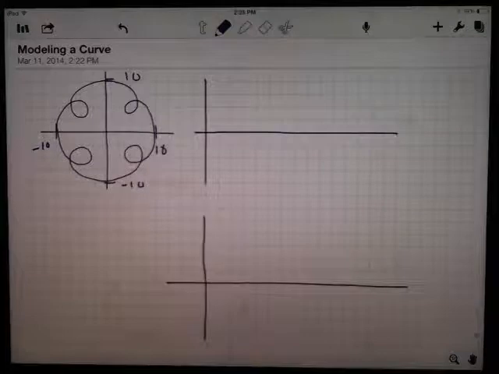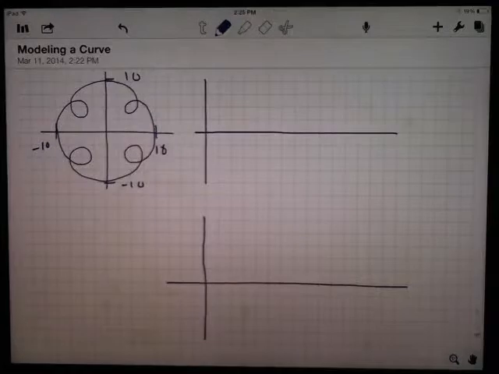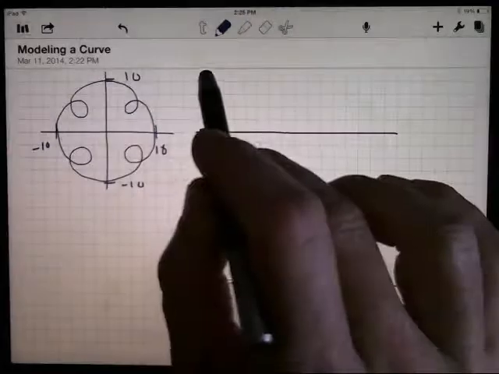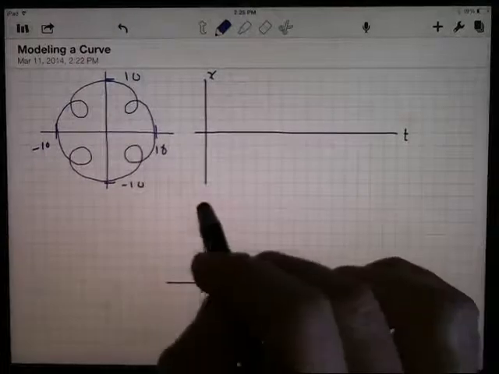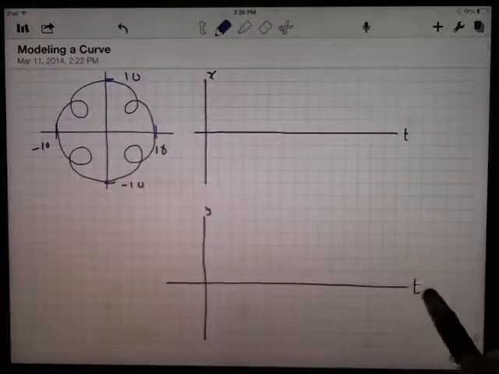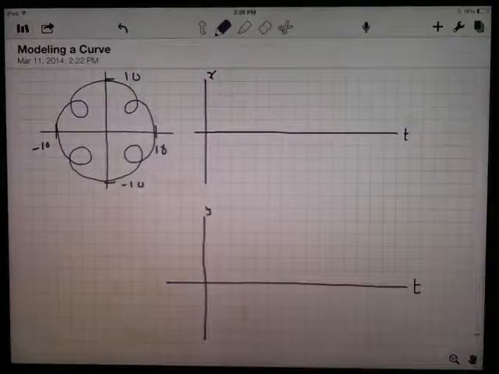Okay, and the way I'm going to do that is I'm going to look individually at the x-coordinate and the y-coordinate. So I'm going to look at a graph of x versus t, and when I'm done, I'm going to look at a graph of y versus t. Once I have those graphs, I'm going to see if I can come up with equations for those graphs. Okay. First of all, I need to generate those graphs.